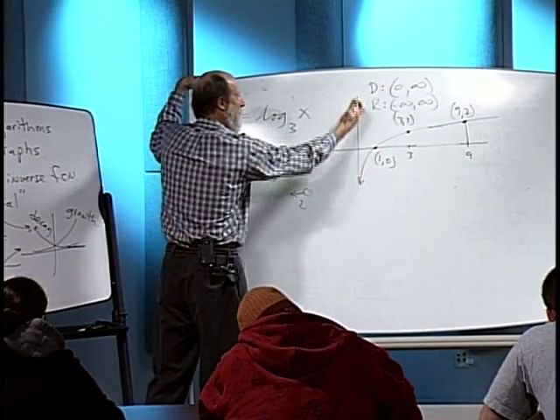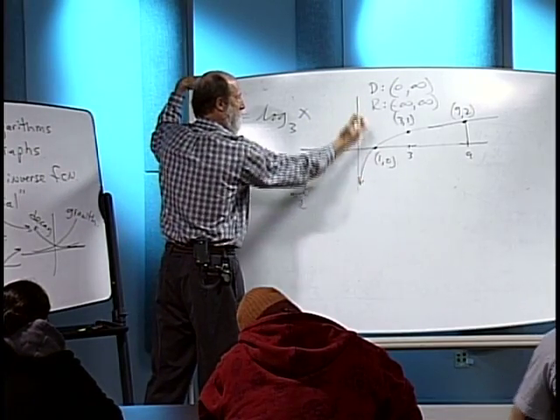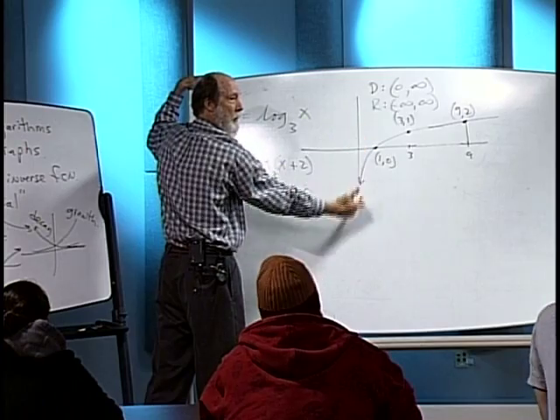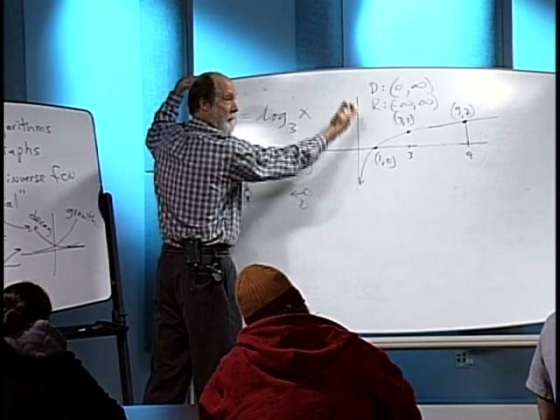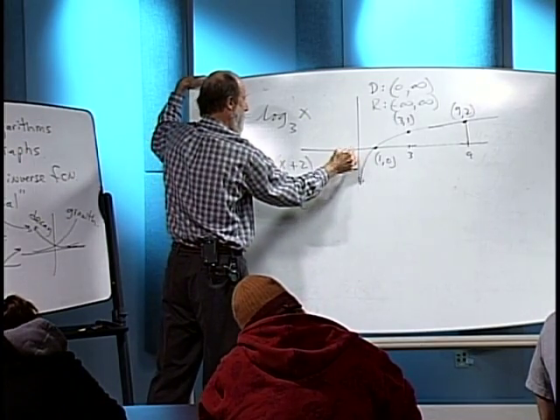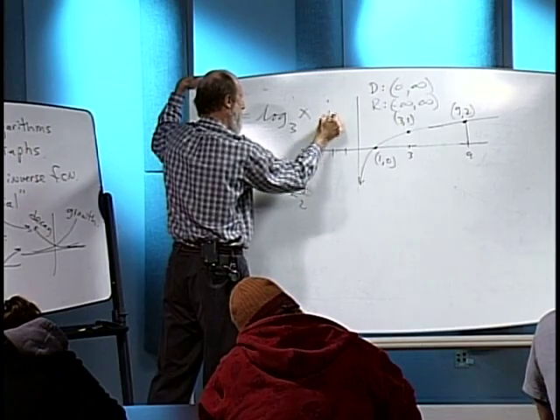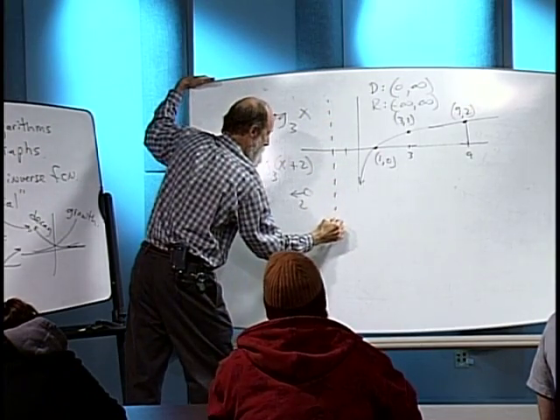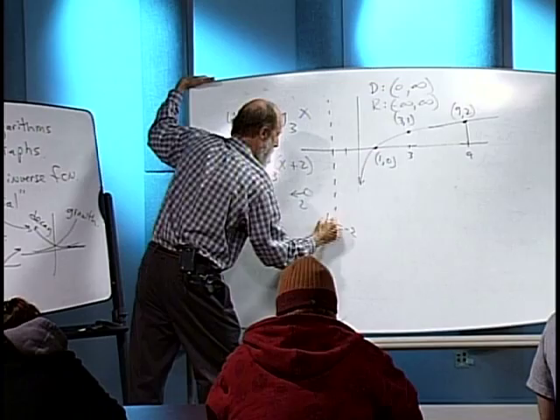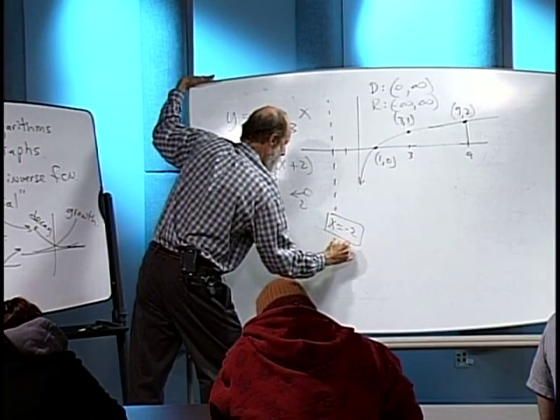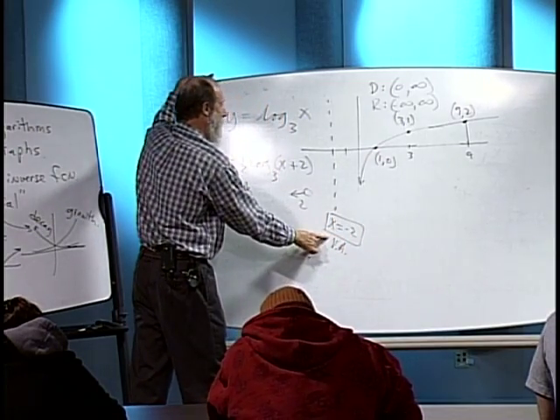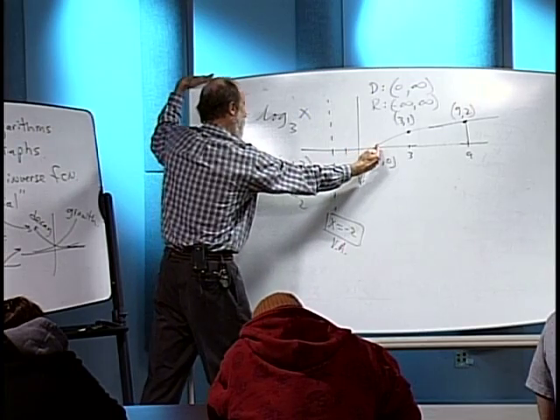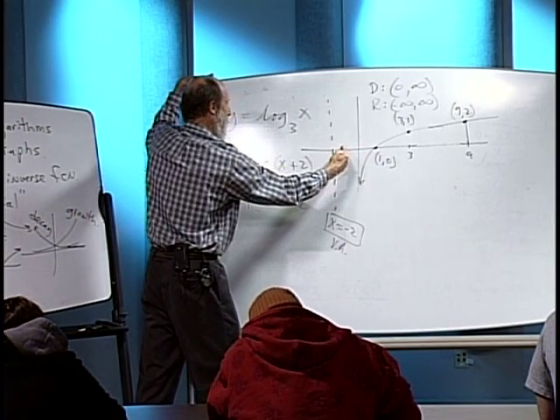What happens to this vertical asymptote here? It goes with the shift, doesn't it? It goes with the shift 2 to the left. So you take it 2 to the left, you label it as a vertical asymptote, and then you take your graph and bring it 2 to the left.